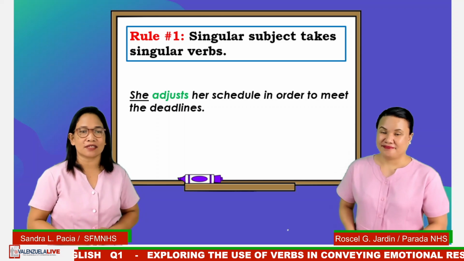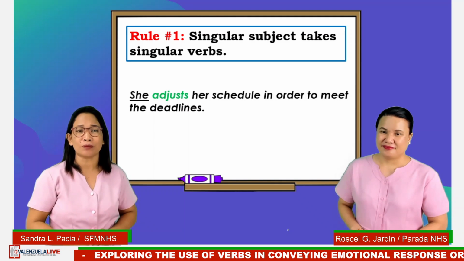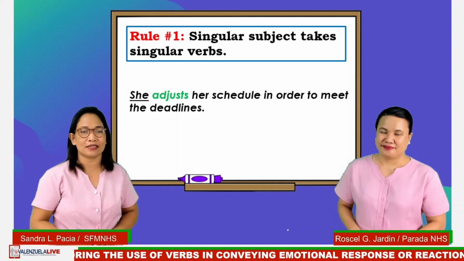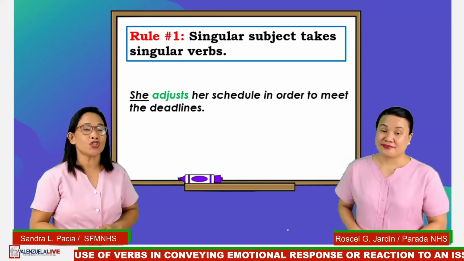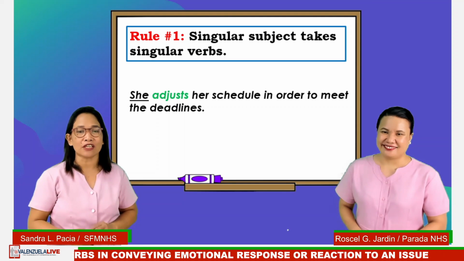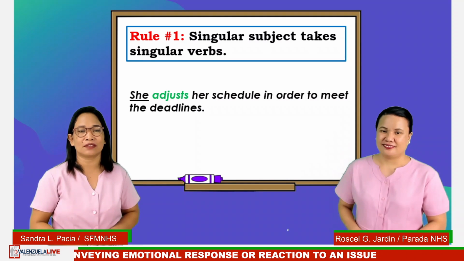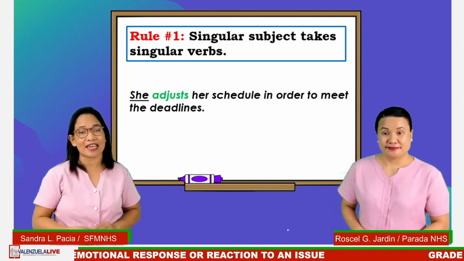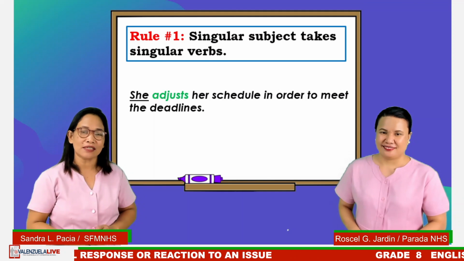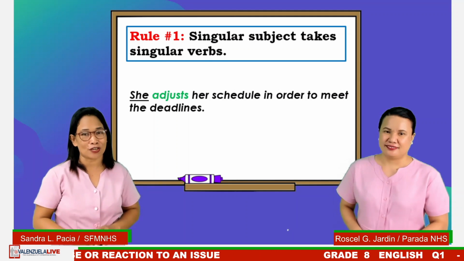She adjusts her schedule in order to meet the deadlines. The subject here is she, which is singular and a pronoun. And the verb is adjusts, which ends with S and is a singular verb.